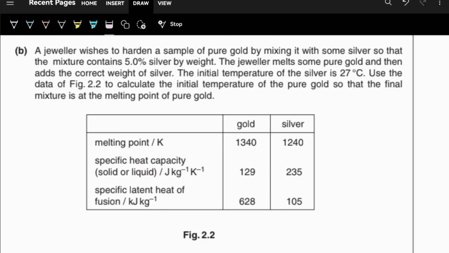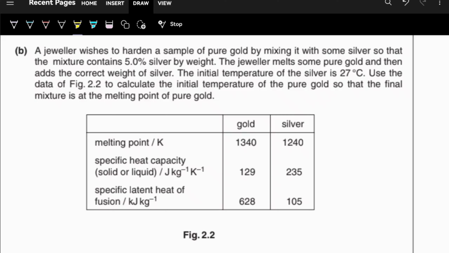Alright. A jeweler wishes to harden a sample of pure gold by mixing it with some silver so that the mixture contains 5% silver by weight. Okay. The jeweler melts some pure gold and then adds the correct weight of silver. The initial temperature of the silver is 27 degrees Celsius. Use the data of figure 2.2 to calculate the initial temperature of the pure gold so that the final mixture is at the melting point of pure gold. Okay, so these 5 lines of sentences actually have a lot of information.